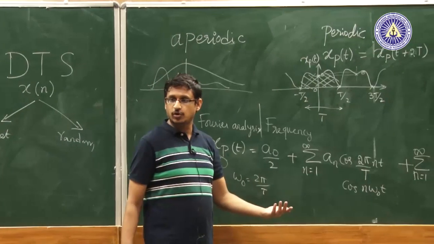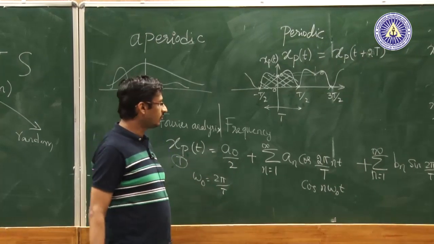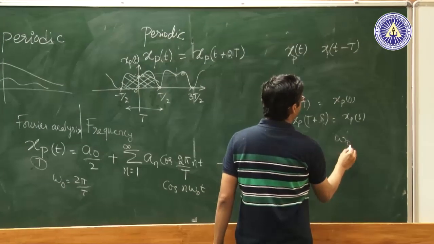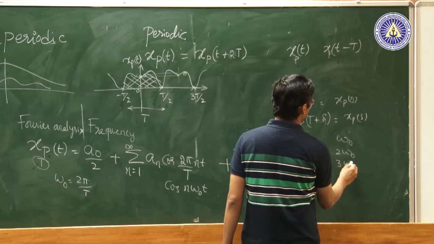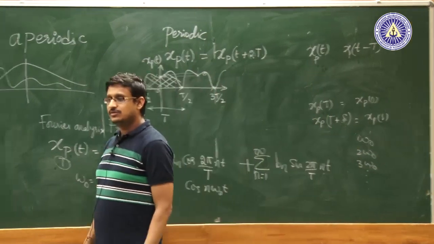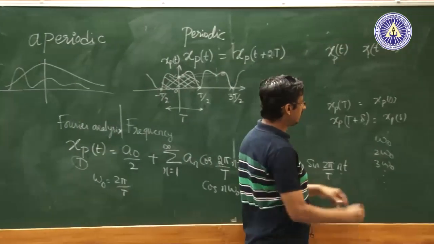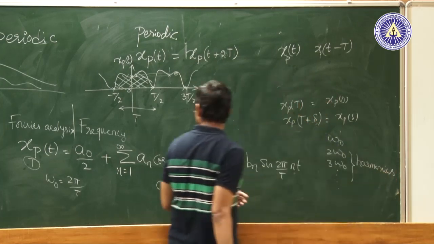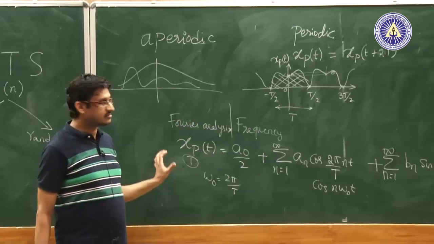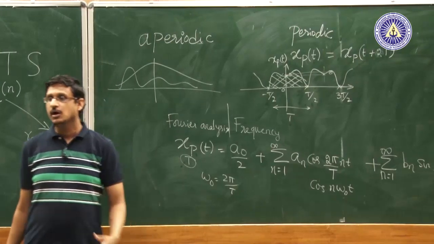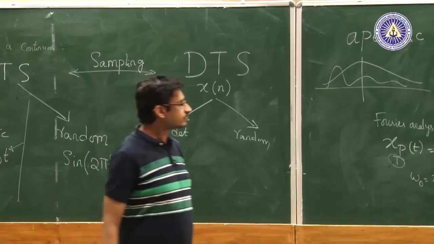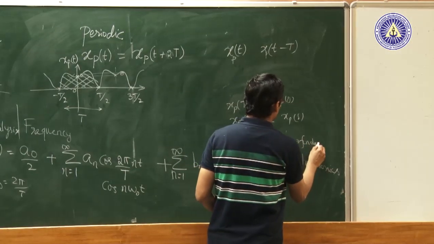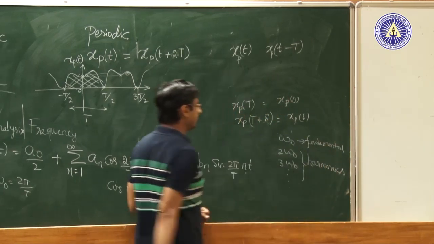N times omega naught would obviously be an integer multiple of omega naught. So, as n goes from 1 to infinity, you have different frequencies which are omega 0, 2 omega 0, 3 omega 0 and so on and so forth. After omega 0, these are called harmonics. For this reason Fourier analysis is sometimes called harmonic analysis, because you are looking for harmonics of a signal. So, this omega 0 is called the fundamental, and the remaining ones are called the harmonics of that fundamental.